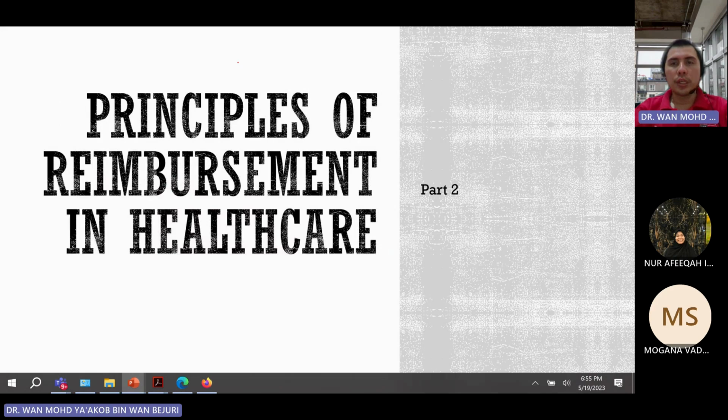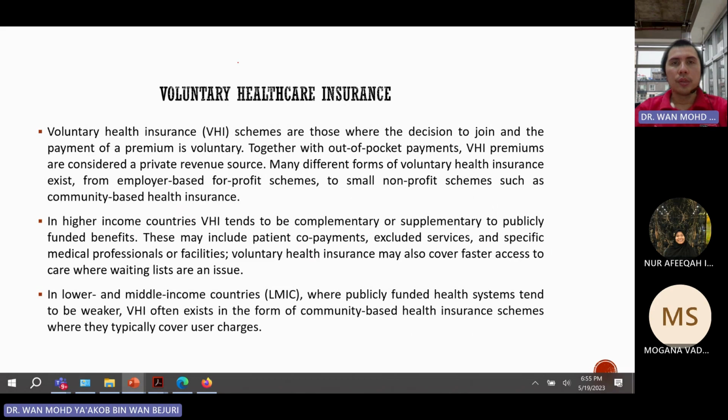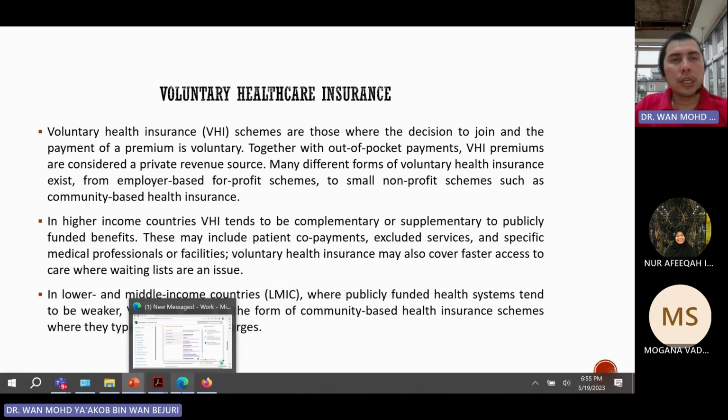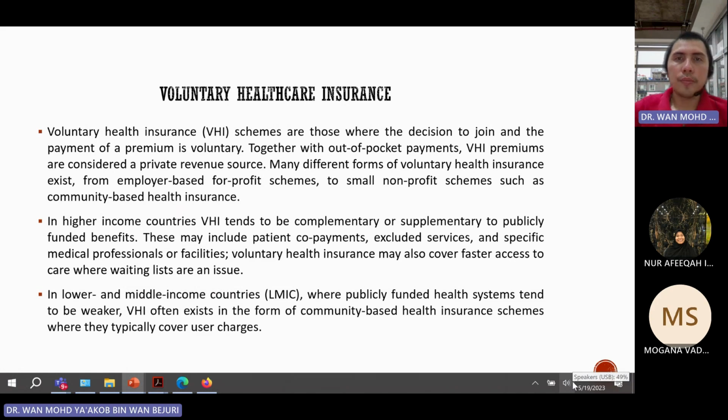So next, we go to the second part, which is voluntary healthcare insurance plans. Before we go in deep, let us go to the definition. Basically, a voluntary health insurance scheme is used where the decision to join and the payment of premiums are voluntary. Together with out-of-pocket payments, the premiums are considered a private revenue source. Many different forms of voluntary health insurance exist, from employer-based for-profit schemes to small non-profit schemes such as community-based health insurance.